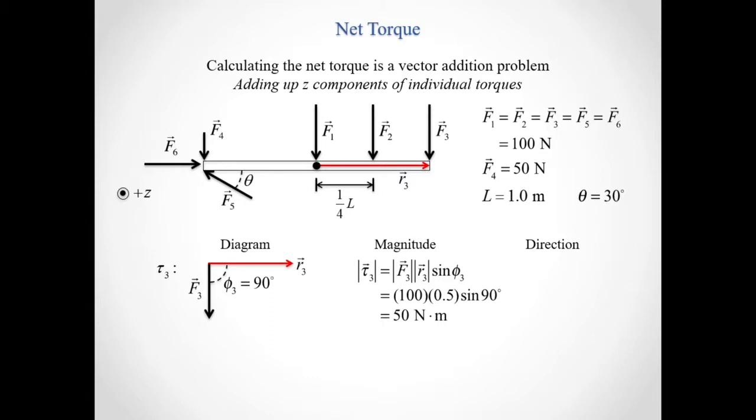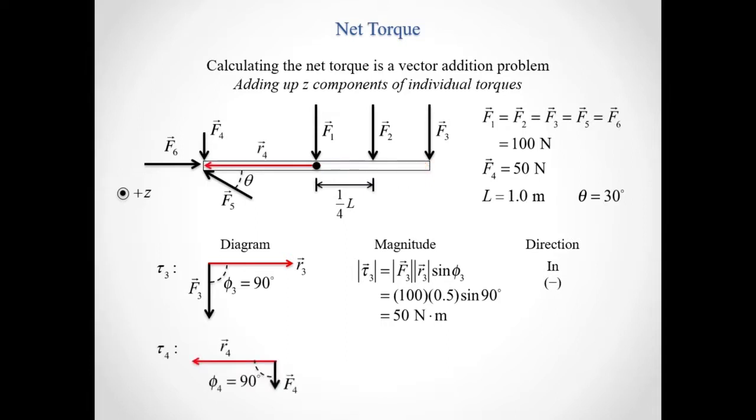And so I get that the torque generated by force 3 is 50 newton meters. So by moving twice as far away, I get twice as large a torque. Again, the direction works out being the same. So my right-hand rule tells me that the direction of the torque generated by force 3 points into the page. So again, that z component, given my choice of coordinate system, is going to have a negative sign.